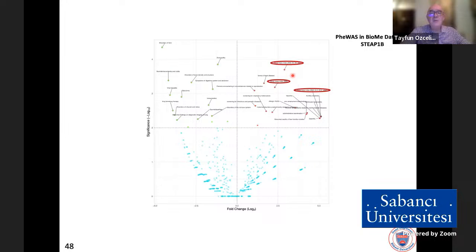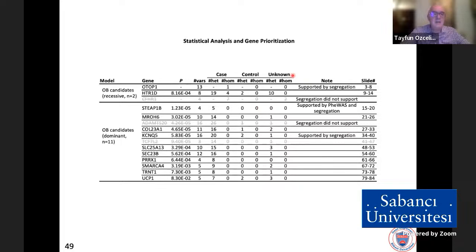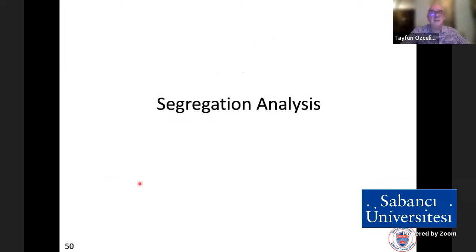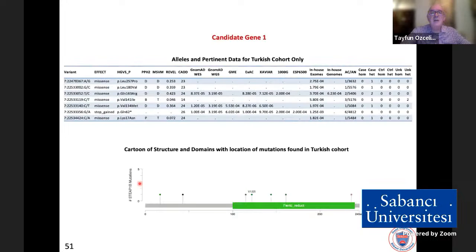And what you do when you get such an encouraging result is that you go ahead and analyze more genes. Here, those that are crossed out are the genes that looked very promising at the beginning, but through our segregation analysis in the families, they turned out to be not segregating. Since segregation did not support them, these genes were excluded. However, for the remaining genes, we have interesting results. So here is one such segregation analysis with our candidate gene.